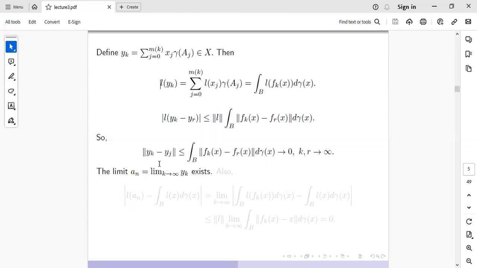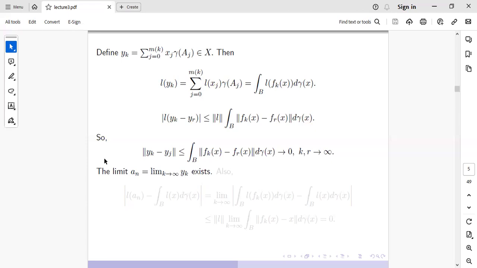And the norm of yk minus yr is less than the integral of the difference fk minus fr, which converges to 0. So this means that yk is a Cauchy sequence, hence it has a limit an.